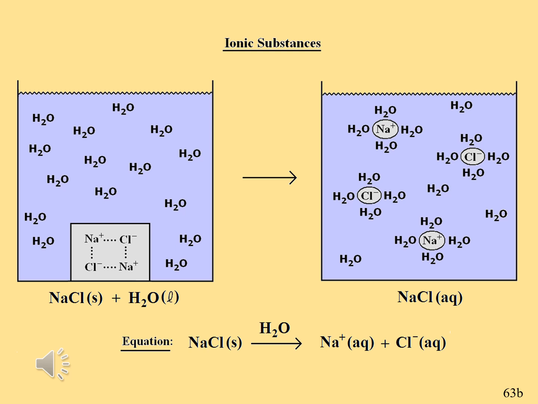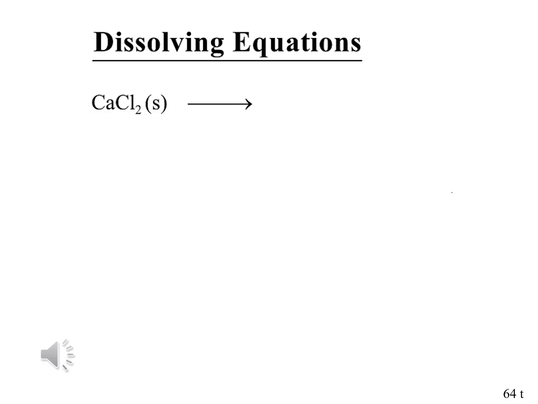We will usually write it as we did down at the bottom of this page, where you show that the sodium chloride solid actually splits apart into sodium ions, aqueous, and chloride ions, aqueous. Before the end of this class, I want to make sure that everybody knows how to write the dissolving equation for any ionic compound that I might give. So the first one we're going to do is calcium chloride.